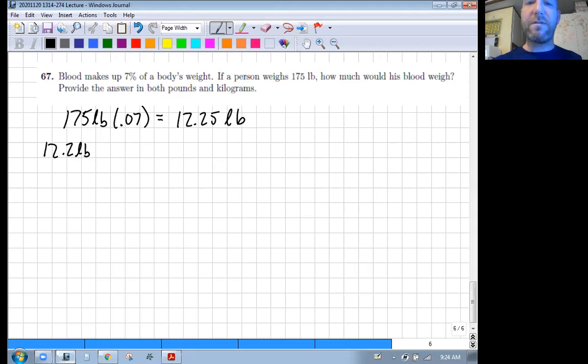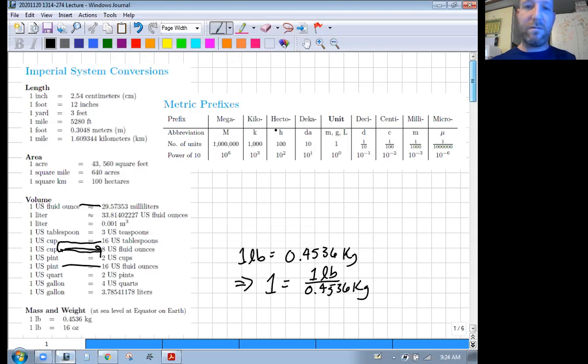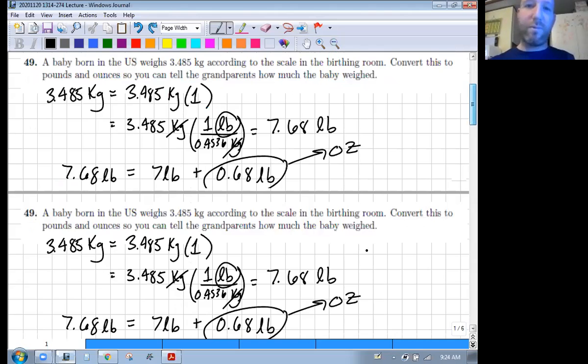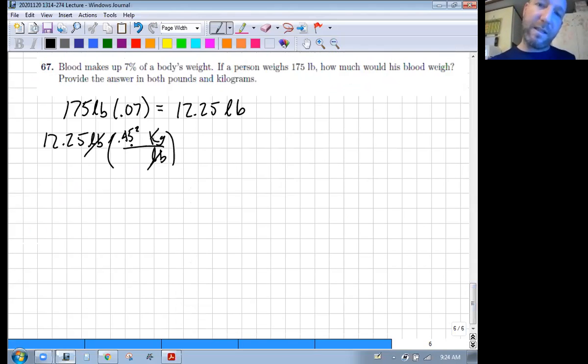So to convert this to kilograms, get rid of pounds, need kilograms. And I forget, there we go, 0.4536 kilograms. 0.4536 kilograms make a pound. Times 0.4536. That gives us 5.56 kilograms of blood.